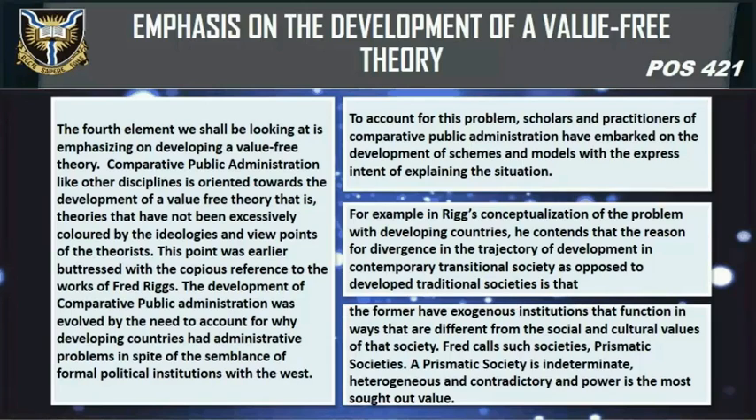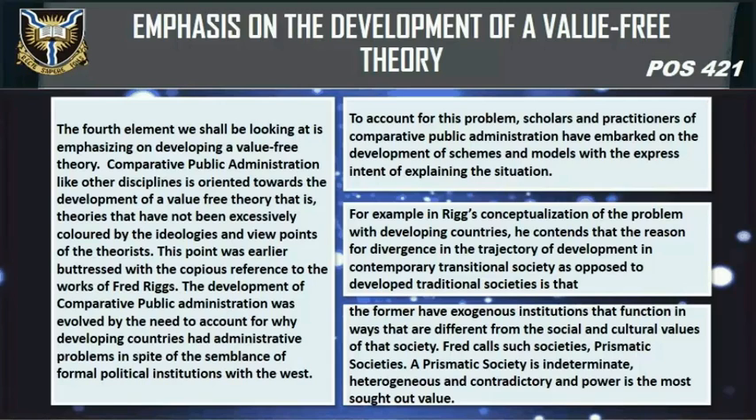For example, in Riggs' conceptualization of the problem with developing countries, he contends that the reason for divergence in the trajectory of development in the contemporary transitional society, as opposed to developed traditional society, is that the former have exogenous institutions that function in ways that are different from the social and cultural values of the society. Riggs calls such a society a prismatic society.